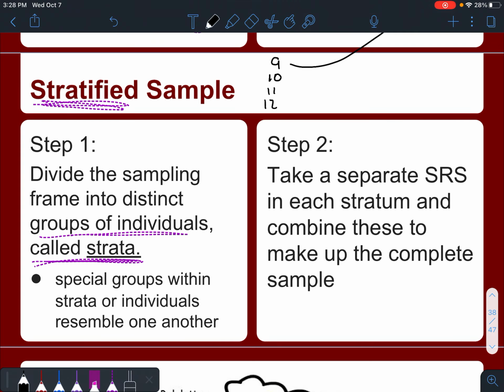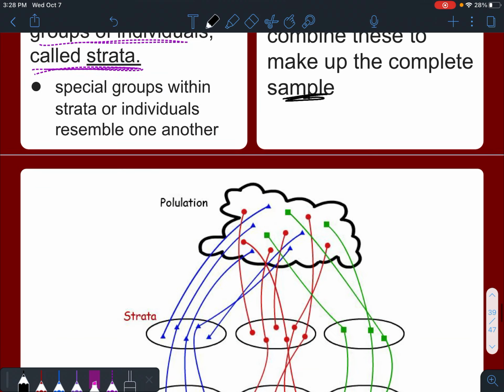So we can say, instead of weighting it by percentage, you could also say ninth graders. I want to get 50 ninth graders. I want to get 50 10th graders. I want to get 50 11th graders. And I want to get 50 12th graders. So what you're going to do within those is you're going to split them up and take a separate SRS within the stratum to make the complete sample.